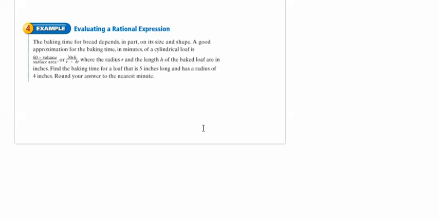Okay, and then the last example for today: I'm going to ask you to do a couple of word problems in your homework, so I want to go over this with you. It says the baking time for bread depends in part on its size and shape. A good approximation for the baking time in minutes of a cylinder loaf is 60 times the volume over the surface area, or 3 times the radius times the height over the radius plus the height, where r is the radius and the length, h, of the bread, I guess it's length, not height, of the loaf are in inches.